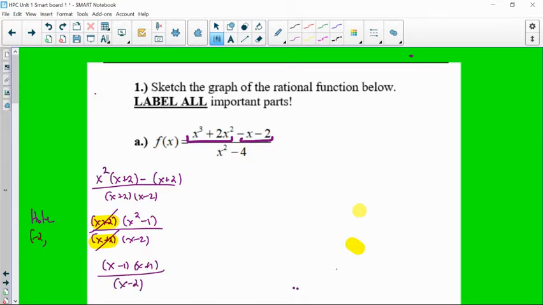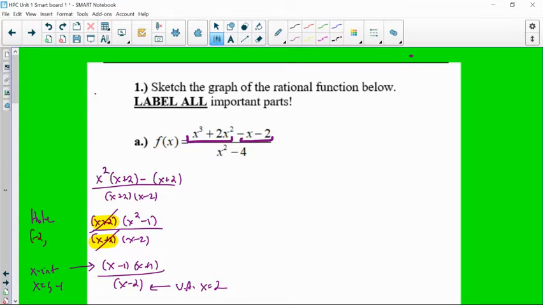Okay, so that doesn't really get us any more reduction, but it does show us that there are two x-intercepts, right? Because that's when the top is equal to 0. So I know my x-intercepts are when x is 1 and when x is -1. And I know down here I have a vertical asymptote at x equals 2. And I have an oblique asymptote because my degree in the top is 1 bigger than the bottom.